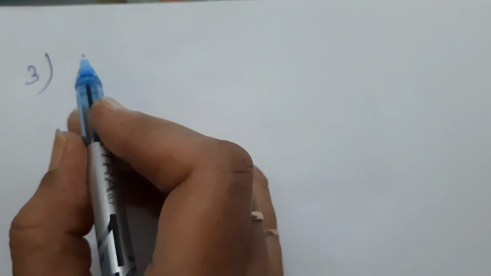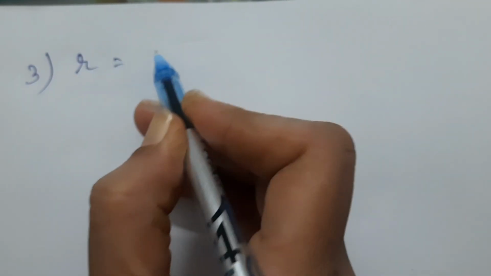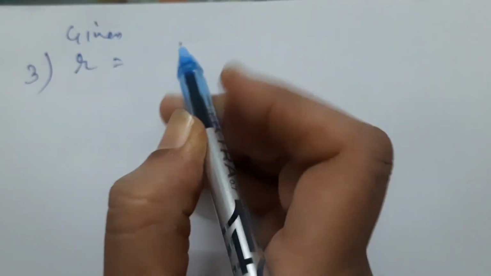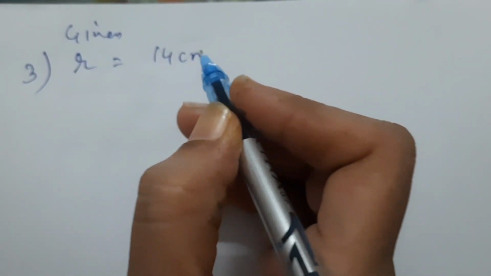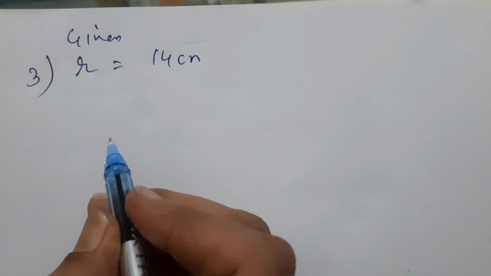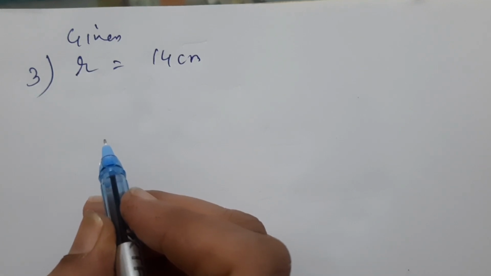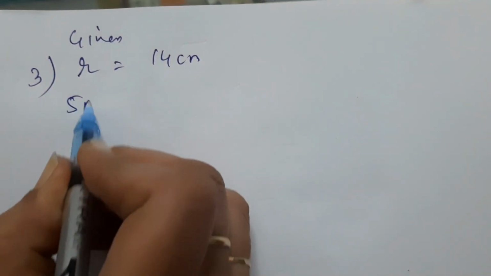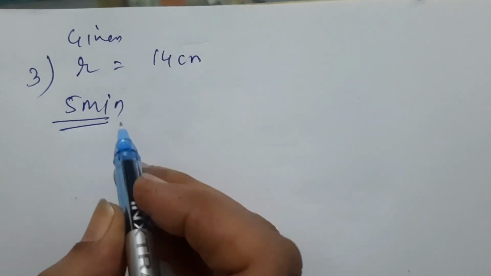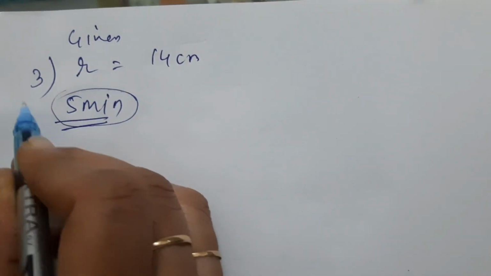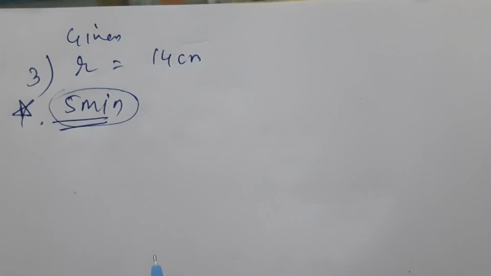Now for the third question, it is given the length of the minute hand of a clock is 14 centimeter. When they will give the length of minute hand, we need to consider that to be radius. So here given radius is 14 centimeter. We need to find area swept by the minute hand in 5 minutes. In 5 minutes, how much area it will cover. So first we need to find out theta from this. So this is one of the type of question which is asked in MCQs.